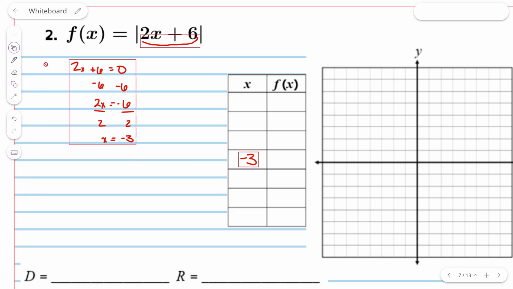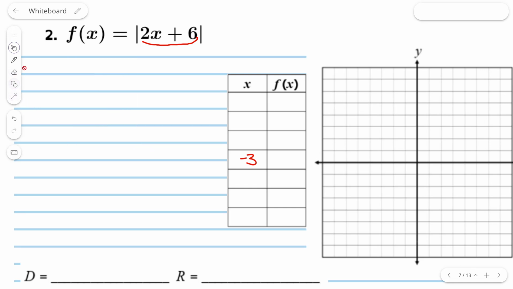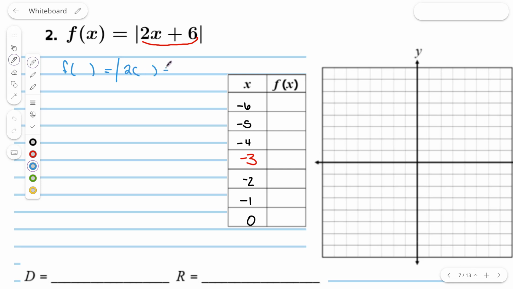And so I'm going to go from there when I go left and right. So I'm going to go ahead and go down to smaller x values. So that'll be negative 4, negative 5, negative 6. Going up, negative 2, negative 1, 0. And so I'm plugging in each of these values. Again, I'm plugging them into that function: 2 times something plus 6, and then we'll take the absolute value of that quantity.